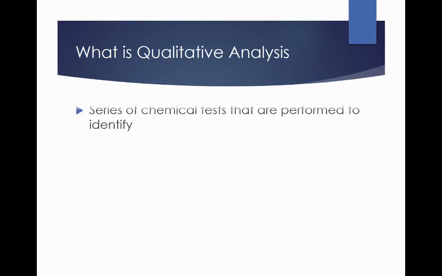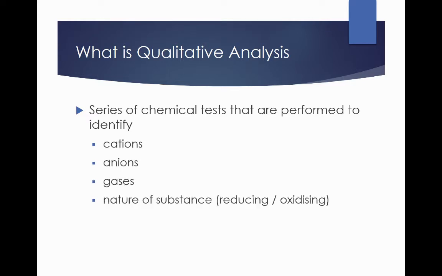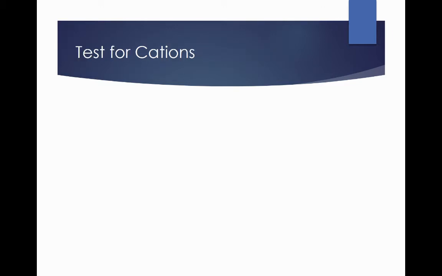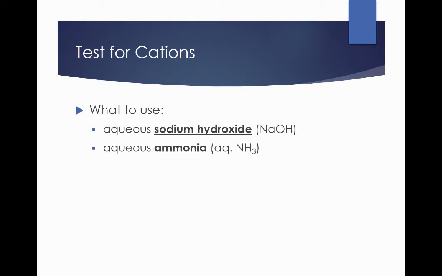Now, QA is really a series of tests that we perform in order to help us to identify the cations, the anions, or maybe gases that are produced and the nature of a particular substance, such as a reducing or an oxidizing agent. And these tests are usually performed on a particular unknown sample, which we have to identify.